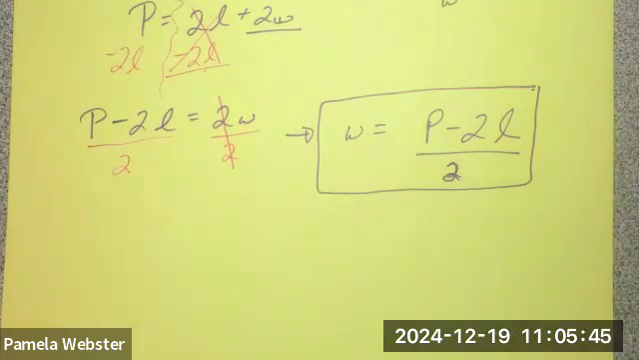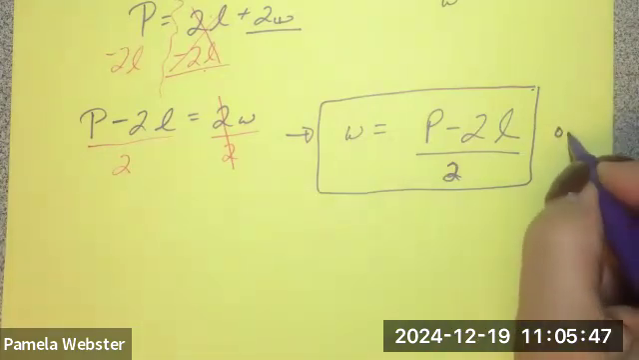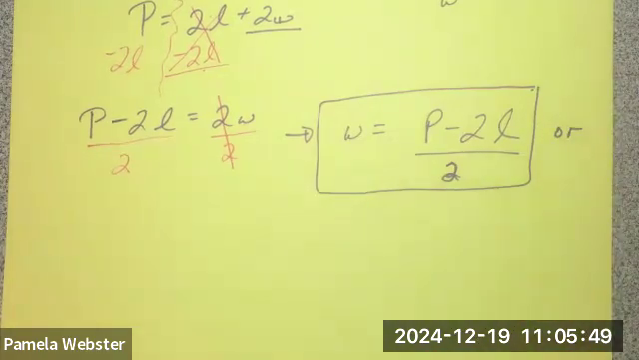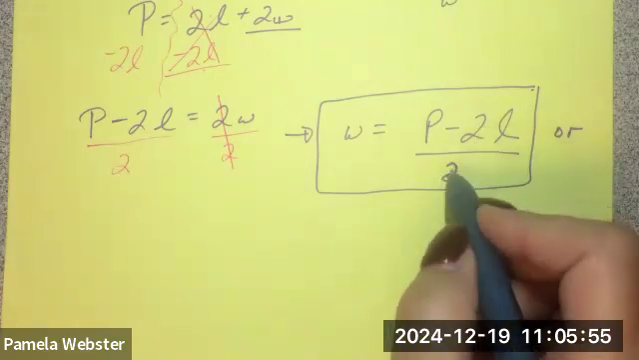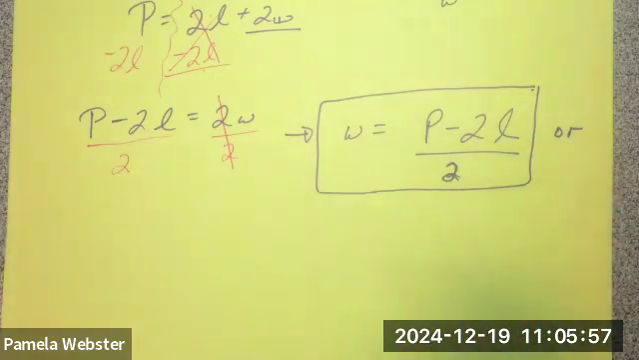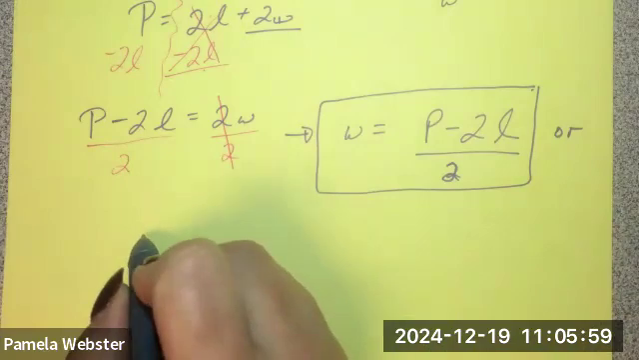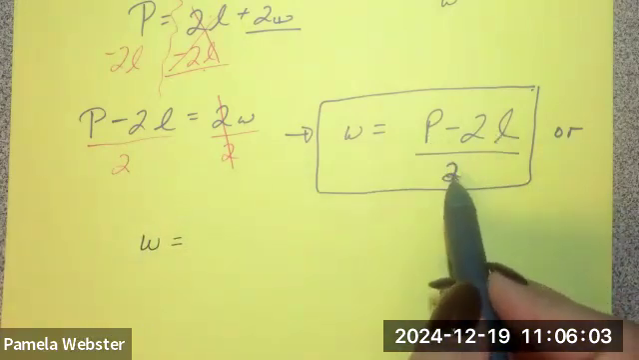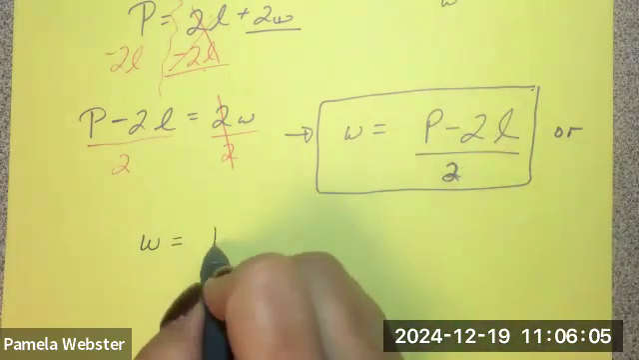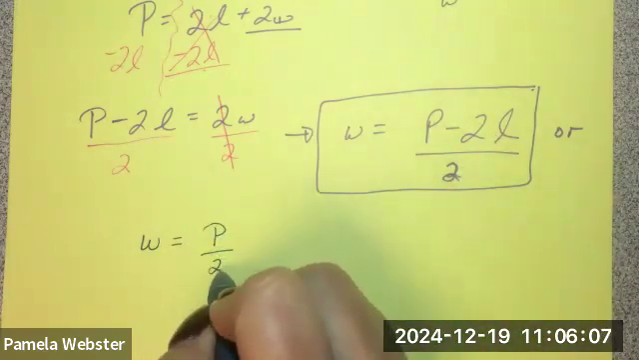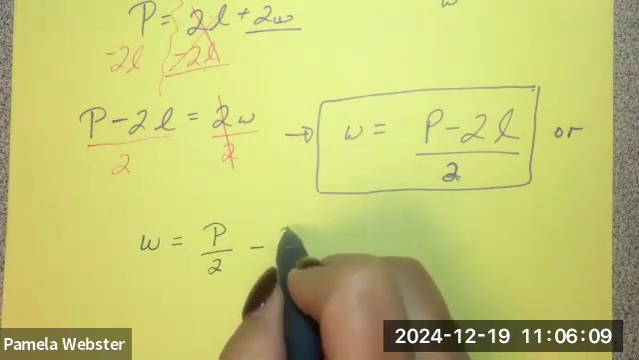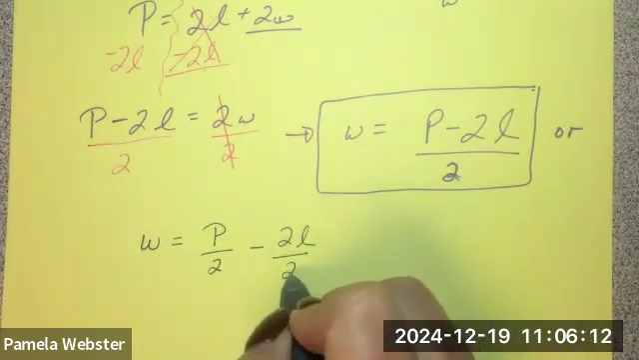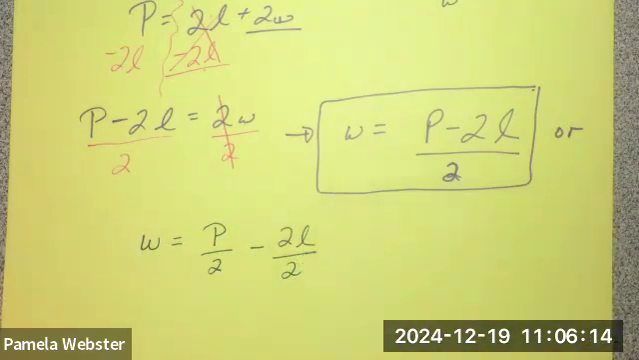But some people want to clean it up even more. So if you see that this 2 and this 2 could go together, that's fine. But you have to be a little bit careful because you have to separate that. Each of these is getting the denominator. So if you want to separate this, it's P over 2 minus 2L over 2. They both get the denominator.